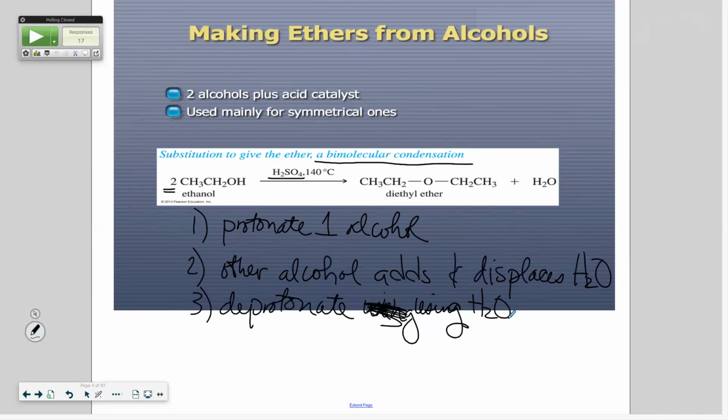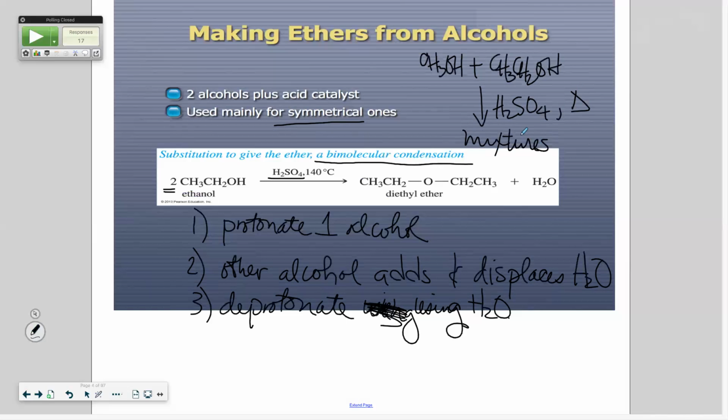Okay, this only works well for symmetrical ethers. What does symmetrical mean? The R groups on both sides of the O are the same. Okay, if I took this plus this, what would I get? Well, I get the methyl plus the ethyl, right? One on each side. But wouldn't I also get the methyl plus the methyl and the ethyl plus the ethyl? That's how come it doesn't work well to make unsymmetrical ethers, because you get too many mixtures. And then you have to separate things that are very similar in boiling point.